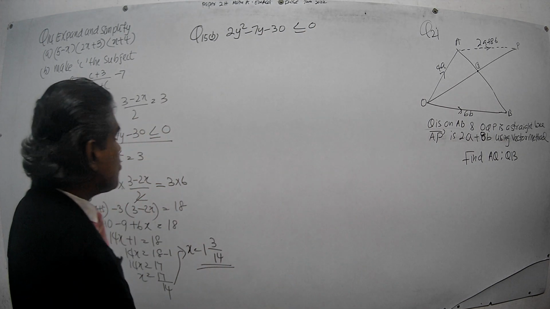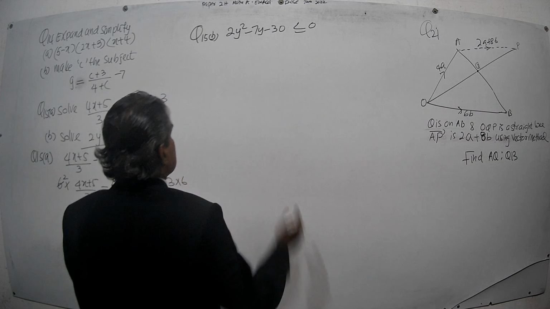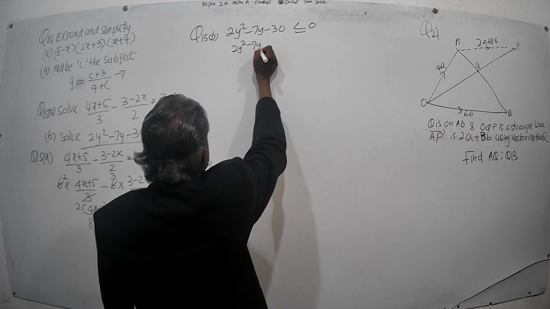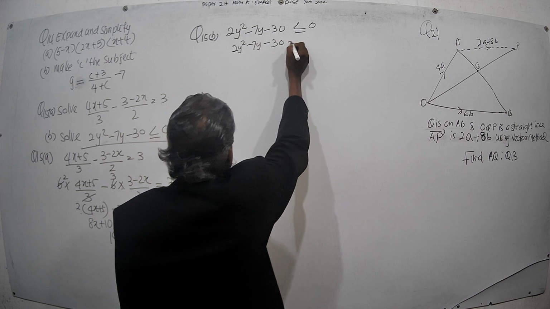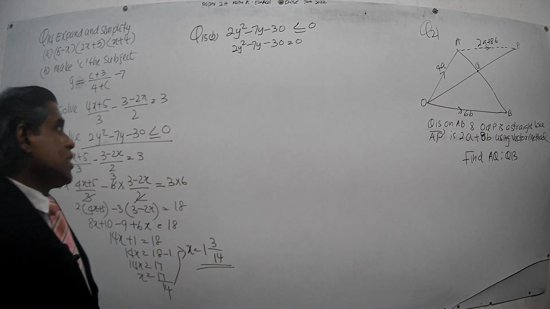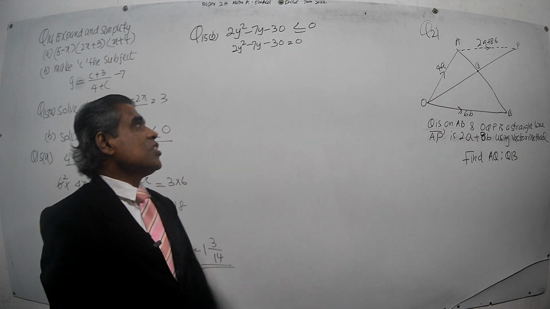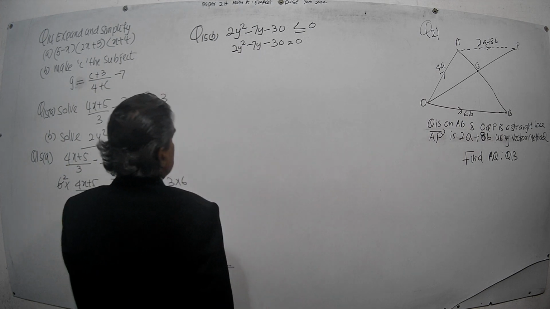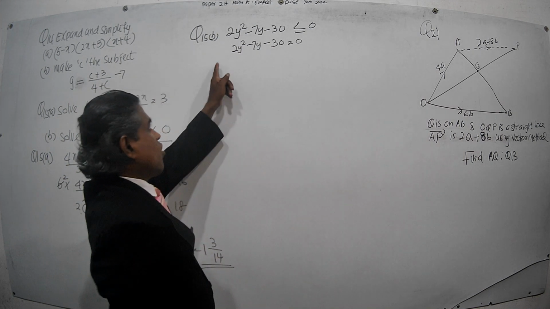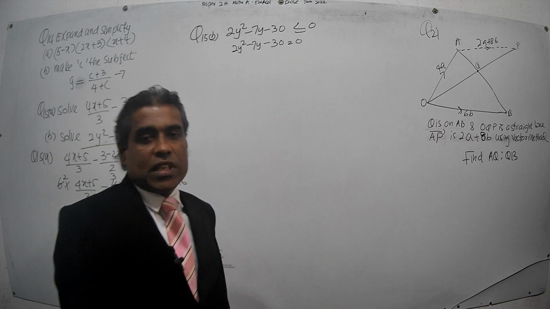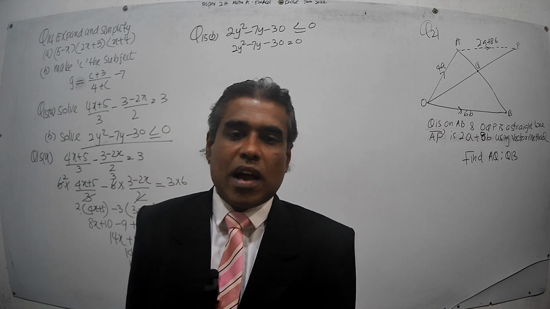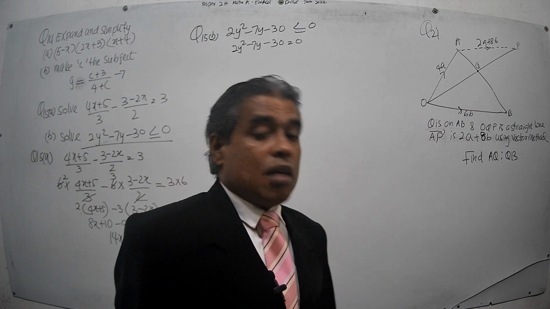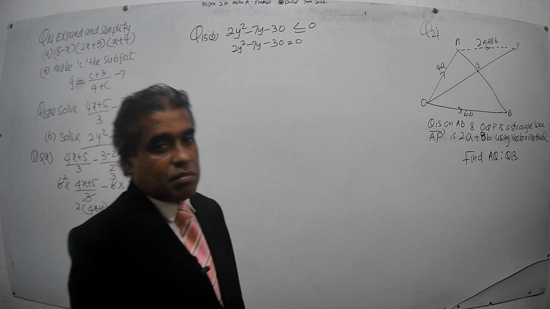Right. Now, first of all, this is a quadratic equation. We will take this as the equation first of all and find the roots. 2y squared minus 7y minus 30 equals 0. Ignoring that inequality, take the equation and solve this. Then we can apply the factorization method. To solve a quadratic equation, we can apply factorization, the quadratic formula, graphs, or completing the square.